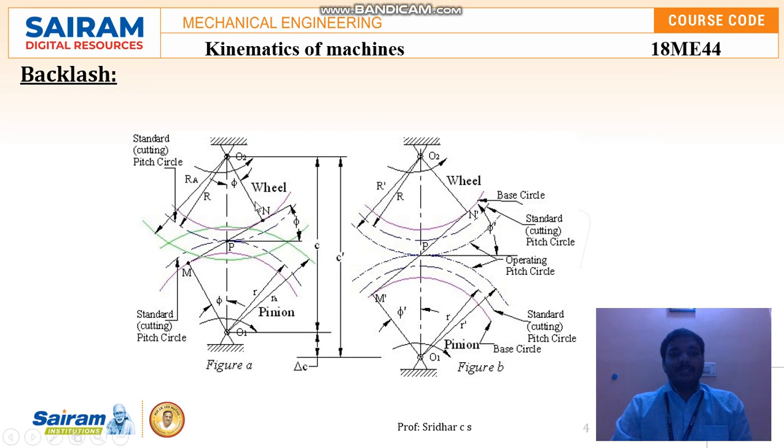You can see this is the initial point before the pull. We give some initial pull-off distance where the point is C. After pulling a certain distance, the meshing point between the two gears has changed from the point C to C dash.